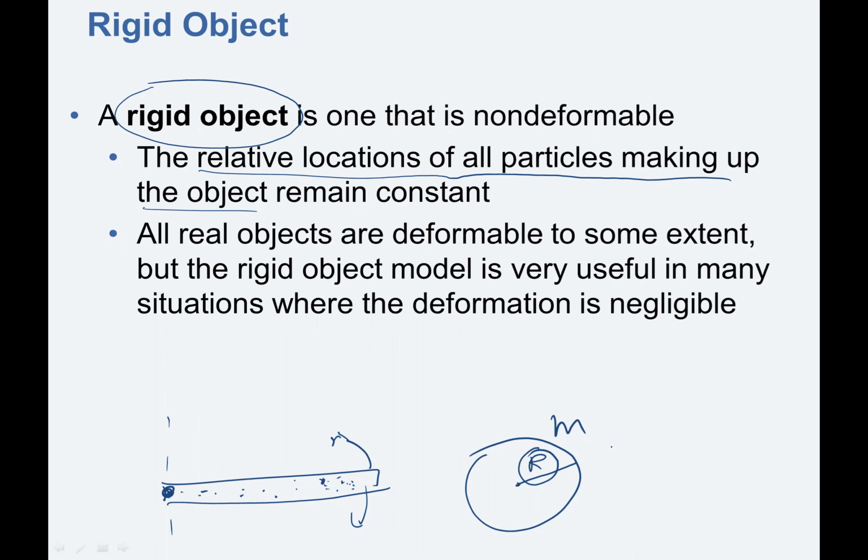Okay, so all real objects are deformable to some extent, okay? That means there is really no such thing as an ideal rigid object. But as always, we can simplify a little bit. We can simplify to the point where we can say that if there is a deformation, it's negligible, so we can ignore it. That means it's almost ideal, and we can just go ahead and use it as a perfect rigid object.